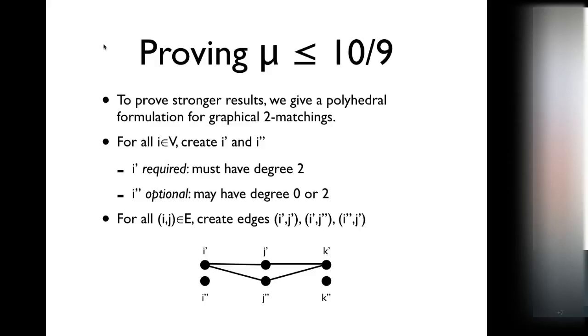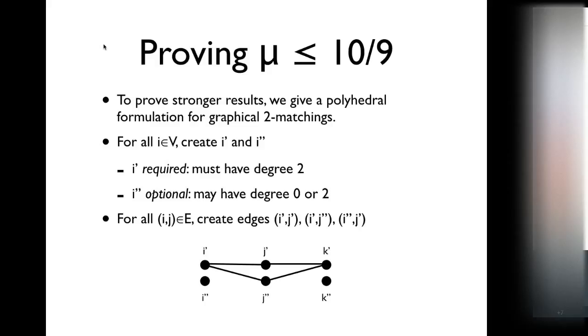We'll take every vertex in our graph and we're going to make 2 copies of it, i prime and i double prime. We'll say that i prime is required. It's going to have degree 2 in our solution. And i double prime is optional. It may have degree either 0 or 2. So when you think about the combined vertex, it's going to have either degree 2 or 4, which is exactly what we want.